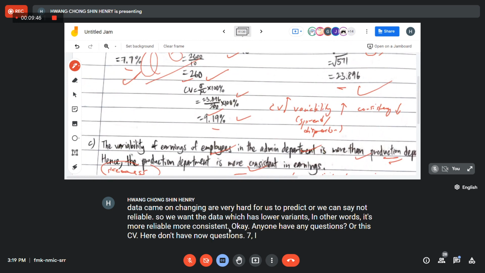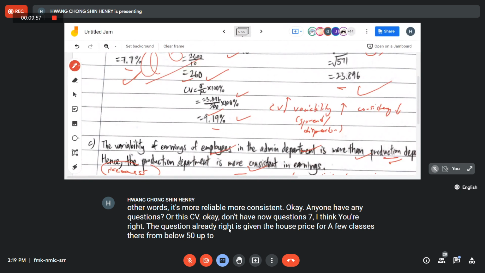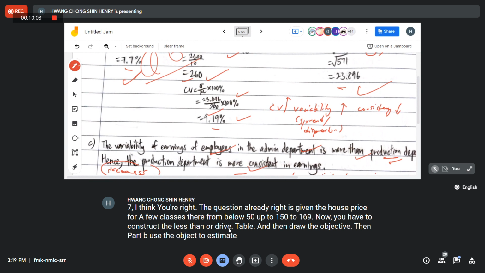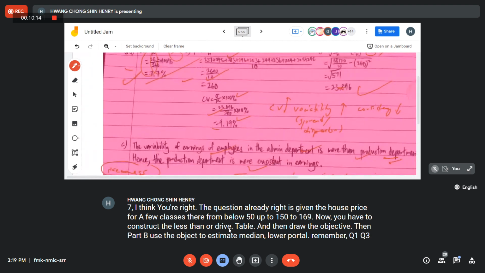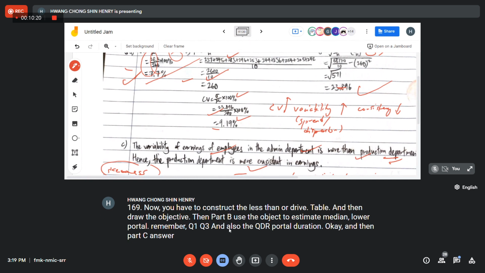I think you read the question already, right? It's given the house price for a few classes there, from below 50 up to 150 to 160. Now you have to construct the less than ogive table and then draw the ogive. Then part B, use the ogive to estimate median, lower quartile, remember Q1, Q3, and also the QD, quartile deviation.